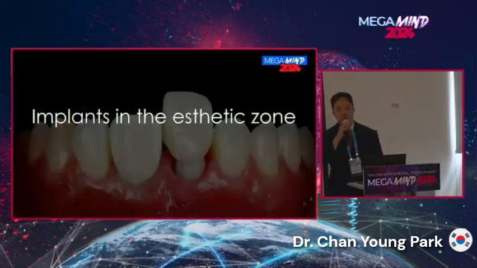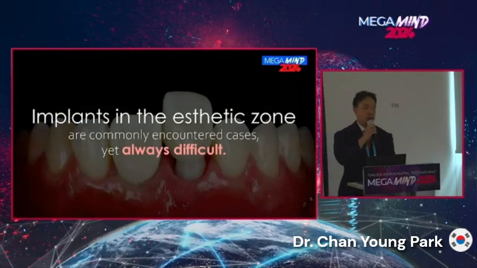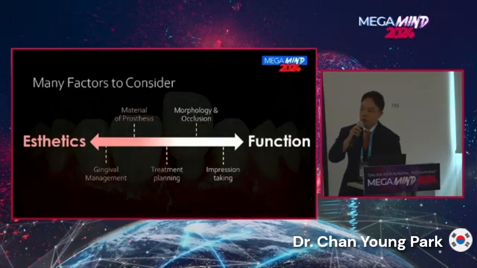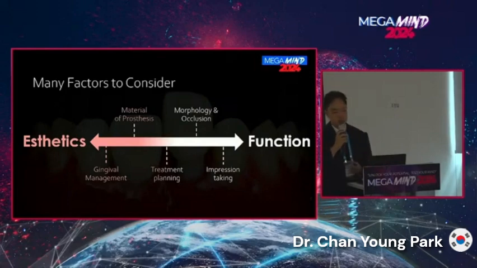So the implants in the aesthetic zone, they are commonly encountered cases, yet always difficult. And for the prosthetic success, there are hundreds of factors to consider to achieve aesthetics and function. And this is correlated by many factors like treatment planning, managing gingiva, choosing material, occlusion, and impression taking as well.